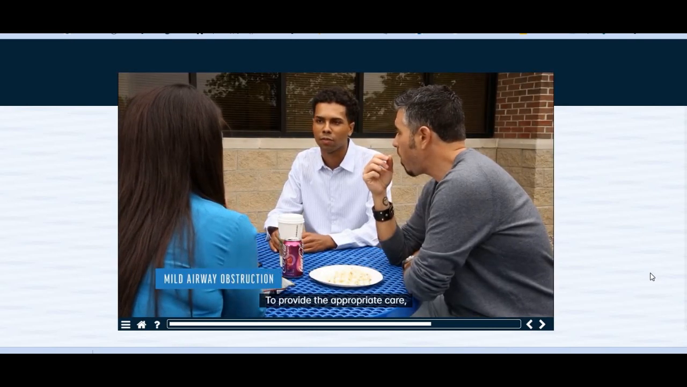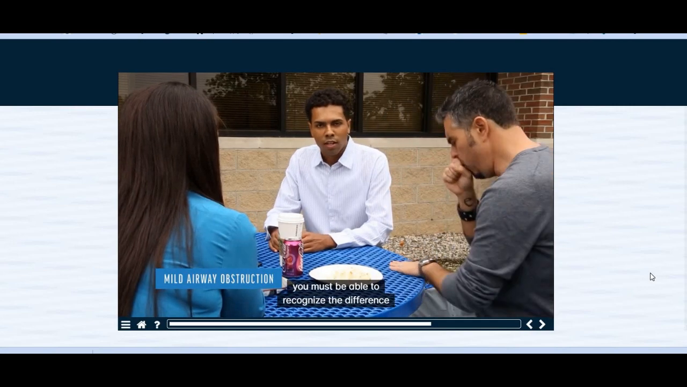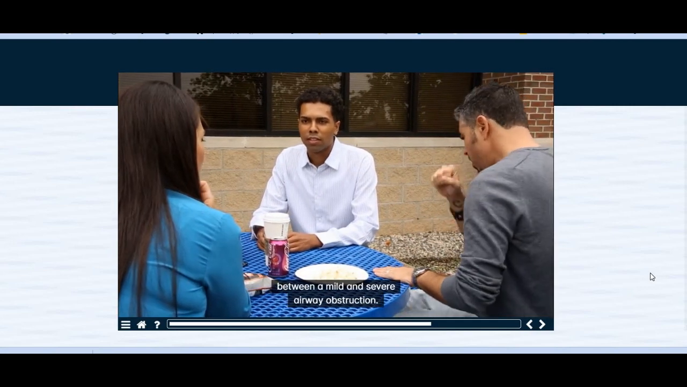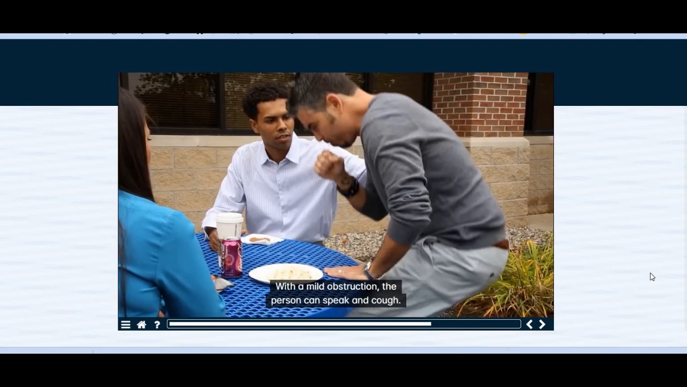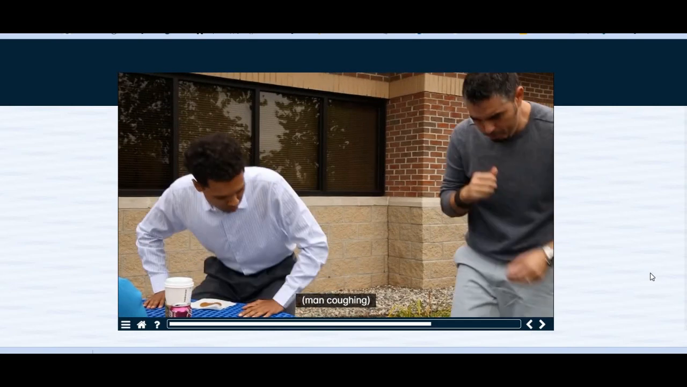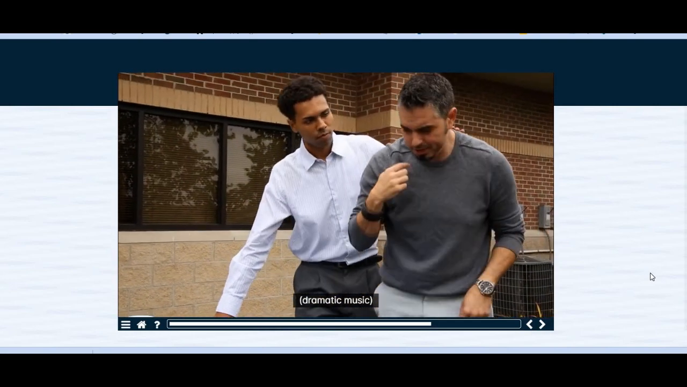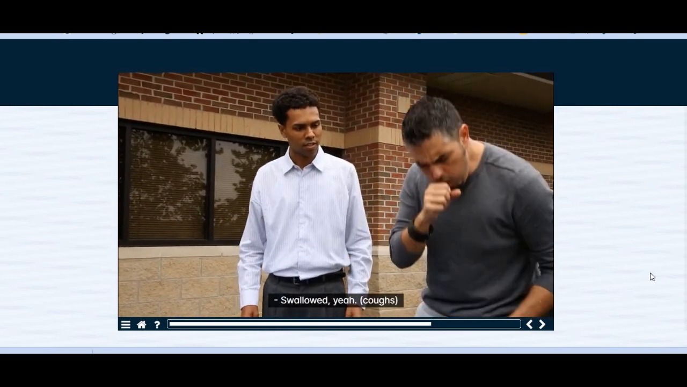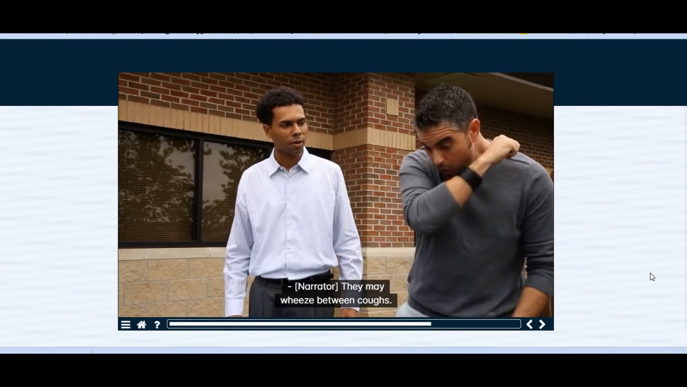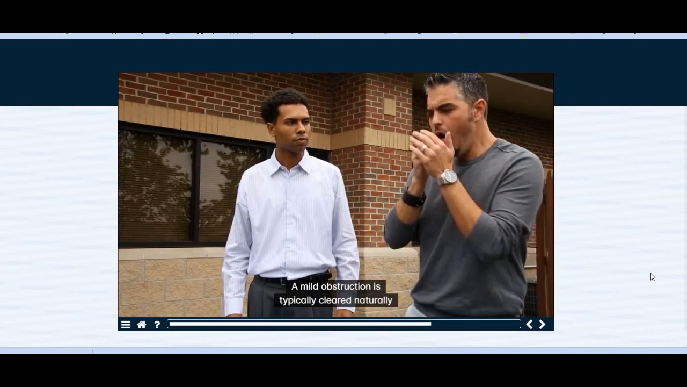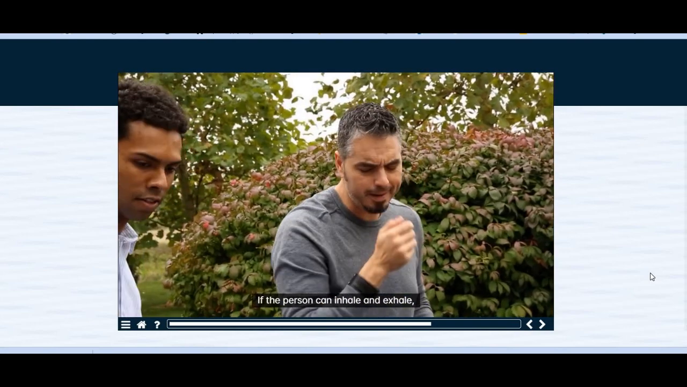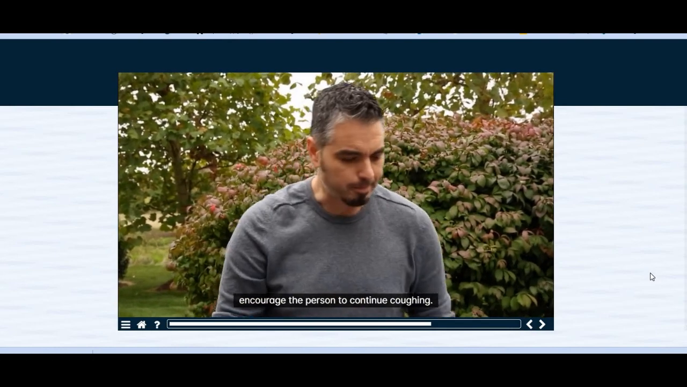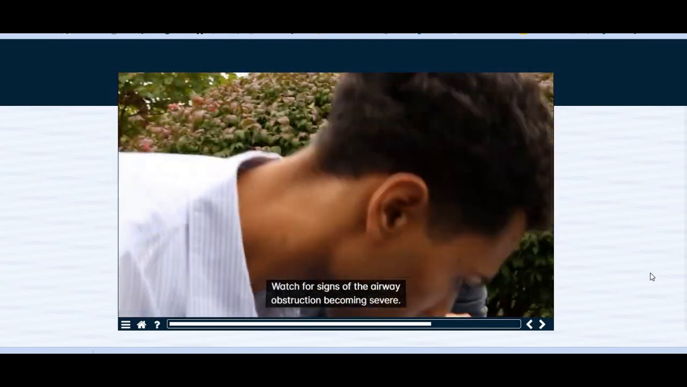To provide the appropriate care, you must be able to recognize the difference between a mild and severe airway obstruction. With a mild obstruction, the person can speak and cough. They may wheeze between coughs. A mild obstruction is typically cleared naturally by the person through forceful coughing. If the person can inhale and exhale, encourage the person to continue coughing. Watch for signs of the airway obstruction becoming severe.